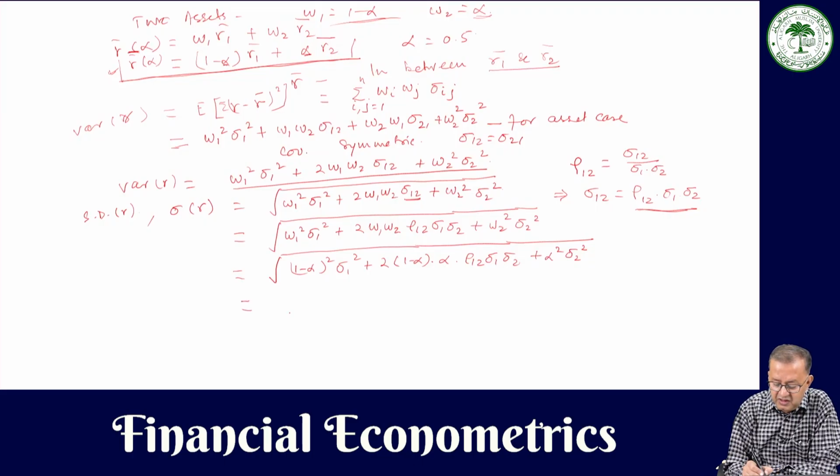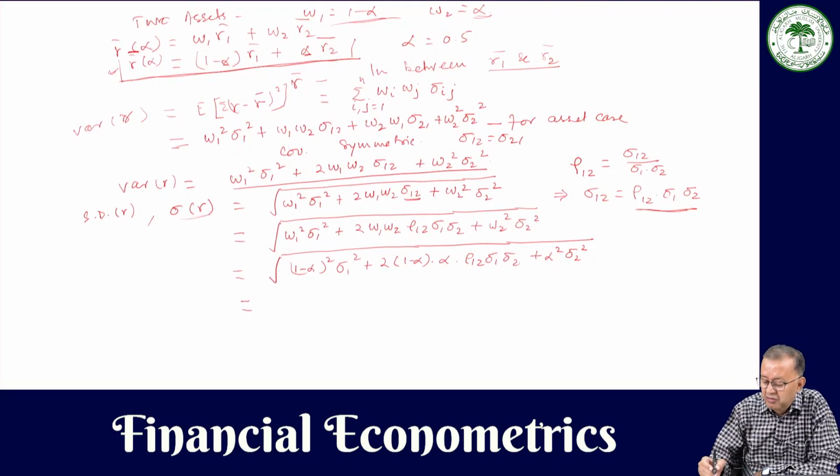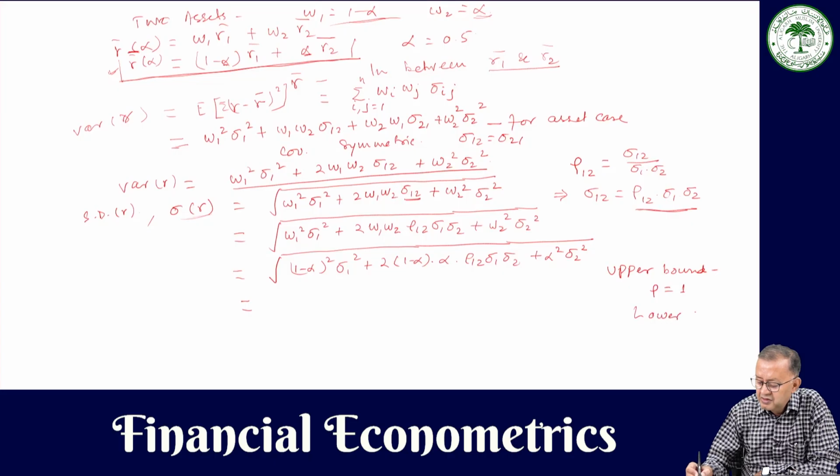So this we can write down. With the help of this equation, we are in a position to find out the upper bound and lower bound values for this sigma r, the upper and lower bound for this sigma. The upper bound will be achieved when we assume that rho is equal to 1, and the lower bound will be achieved when we assume rho is equal to minus 1. So let us take first rho is equal to 1.